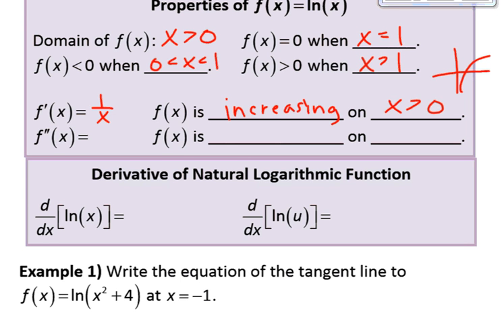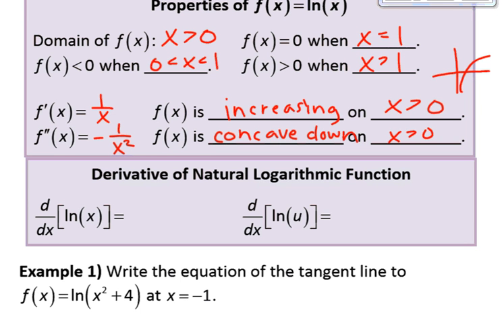So now what does the second derivative tell us? If we take the second derivative, or the derivative of 1 over x, we get negative 1 over x squared, which, if we think about that graph, is always negative. And so if the second derivative is always negative, that means the function is always concave down on its domain greater than 0. And that's what you see with the natural log. It's always increasing and it's always concave down.